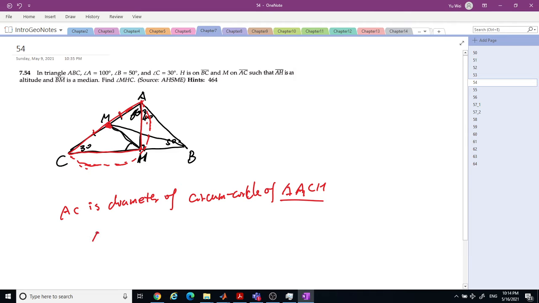So we have AM equal to MC equal to MH, equal to the radius R. Okay, that means this one equals this one, right? So this is 30. So that's why the angle MHC is 30 degrees.